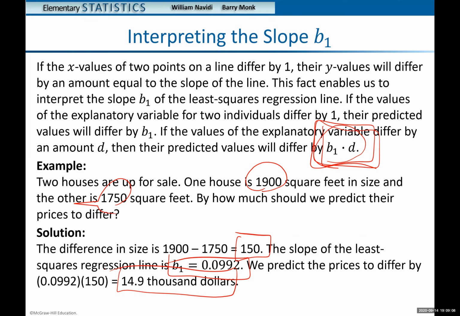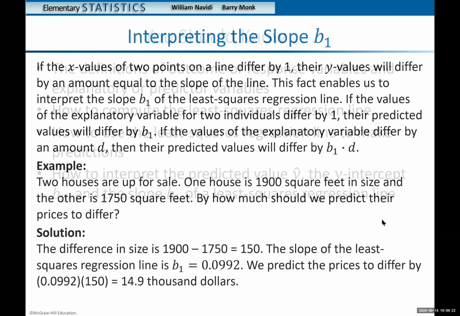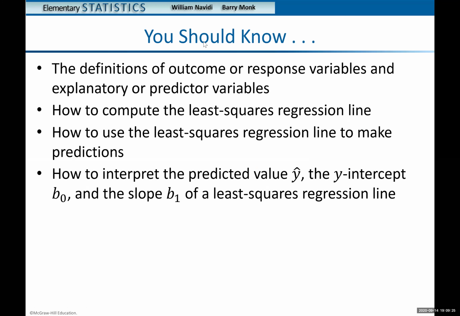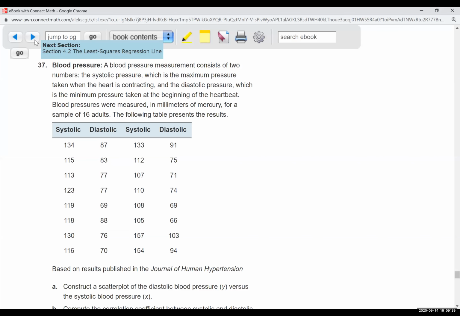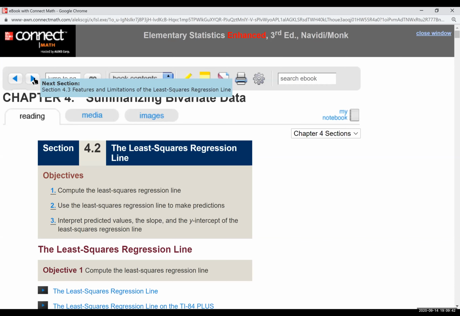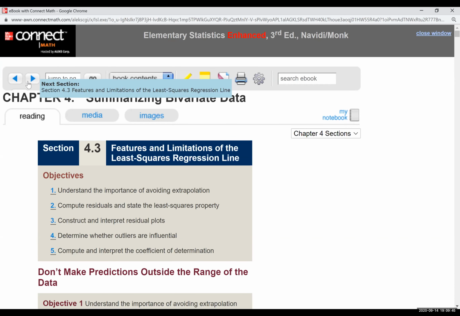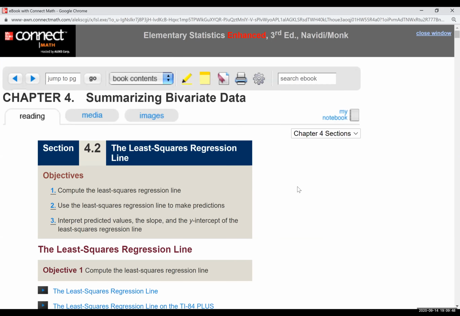Any questions? All right, and that's it for 4.2. I'll show you examples from the book, especially with interpreting slope. Oops, it's 4.2.